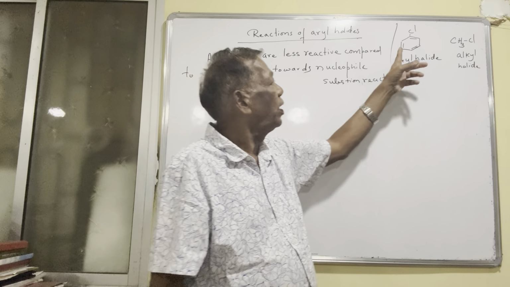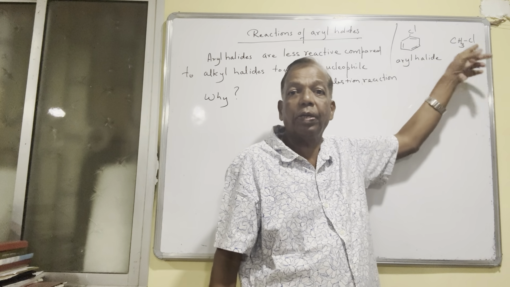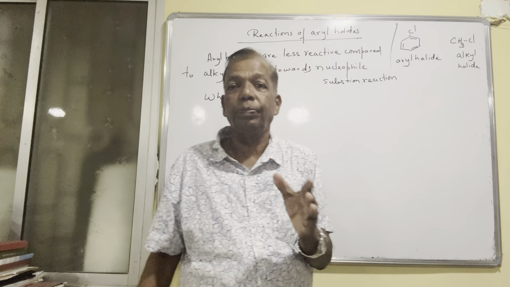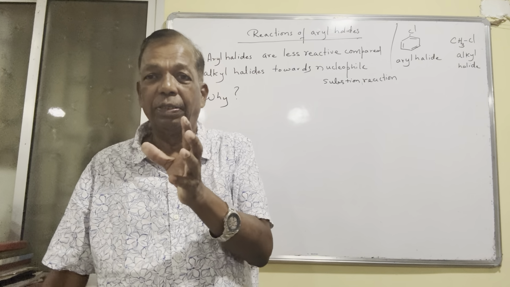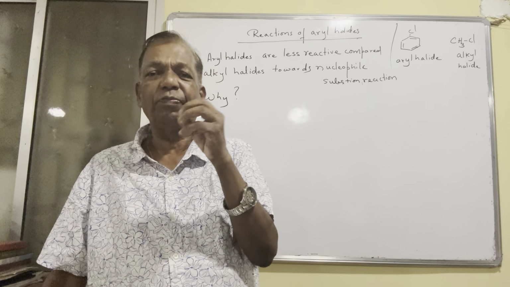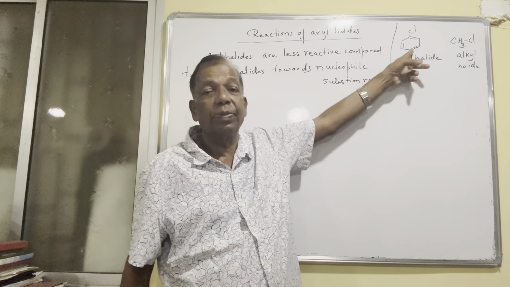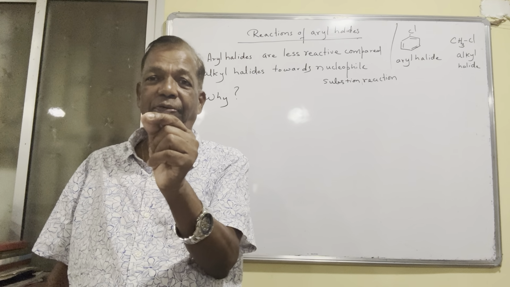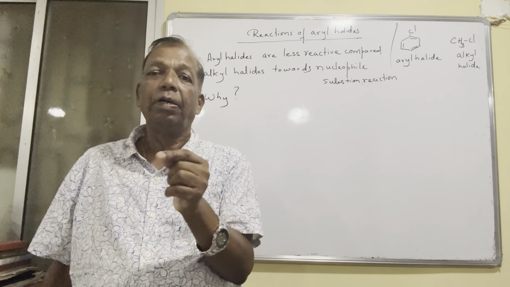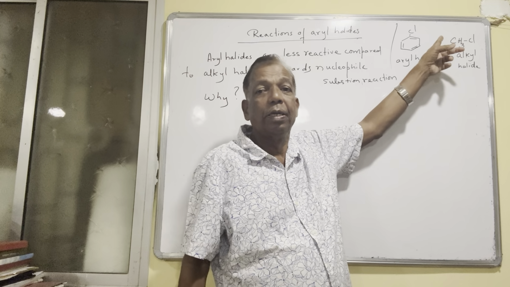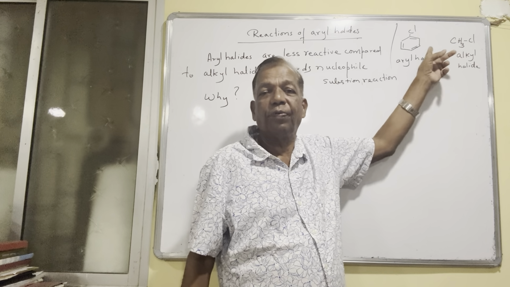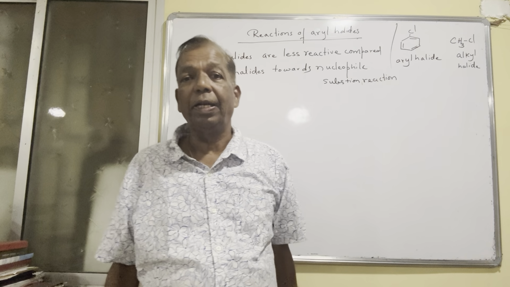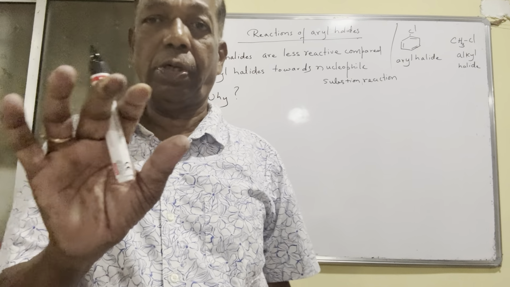But if you compare this with this, here this carbon-chlorine bond is found to be weaker compared to the carbon-chlorine bond over here. Please note that I did not say very weak. With respect to the alkyl halide, the carbon-chlorine bond is found to be weaker than the carbon-chlorine bond in aryl halide. Okay, you got it?